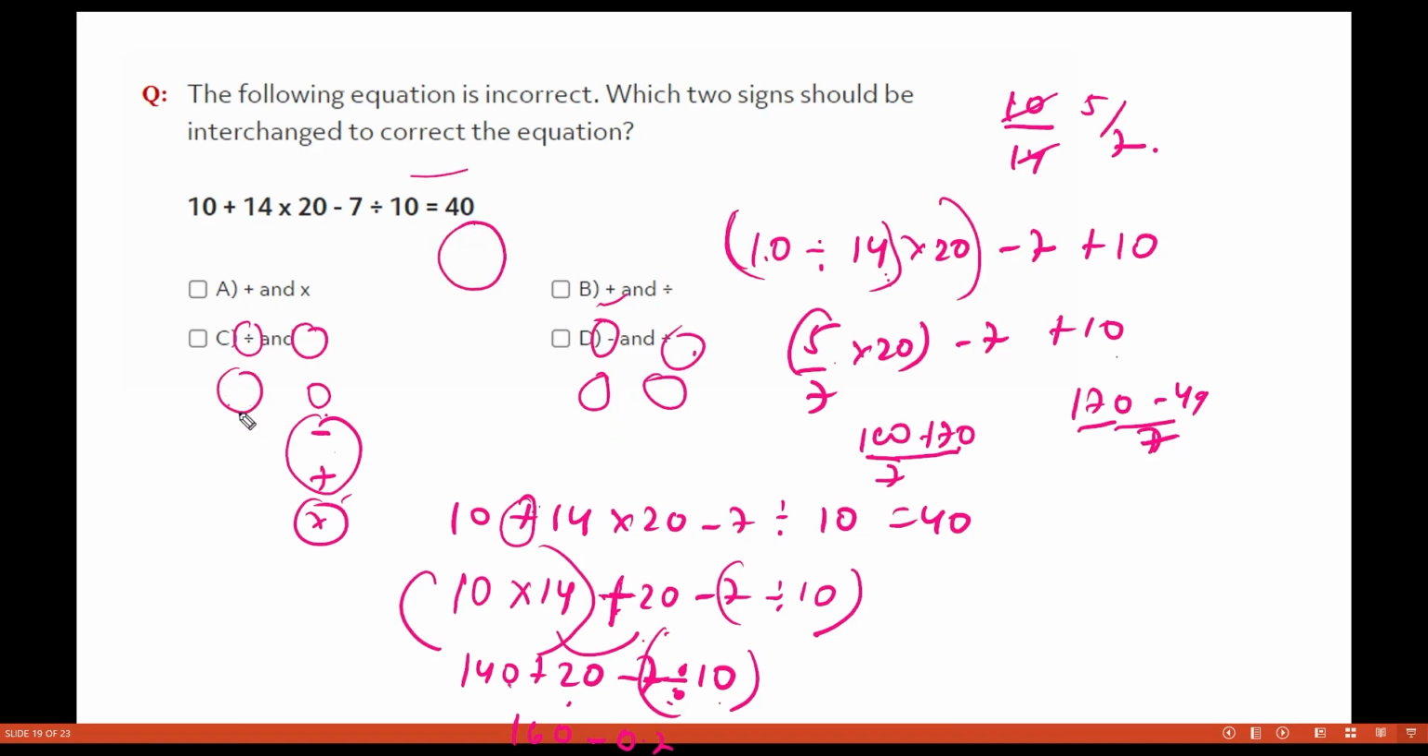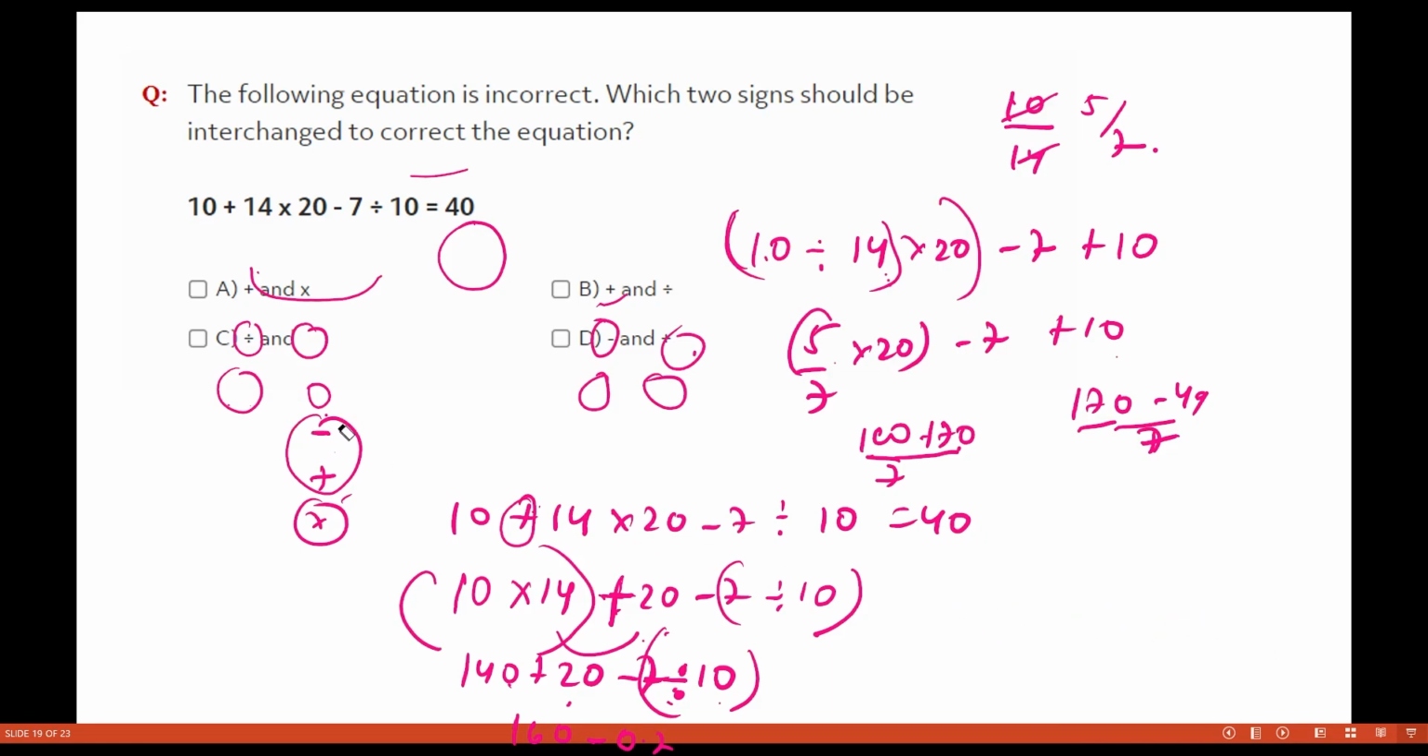So we don't have the option for this one. Division and addition we have interchanged, we didn't get anything. Okay, now what is left? Division and subtraction, let us interchange. Okay, division and subtraction. So 10 minus 4, into 20 minus, okay, division and subtraction. Wait.